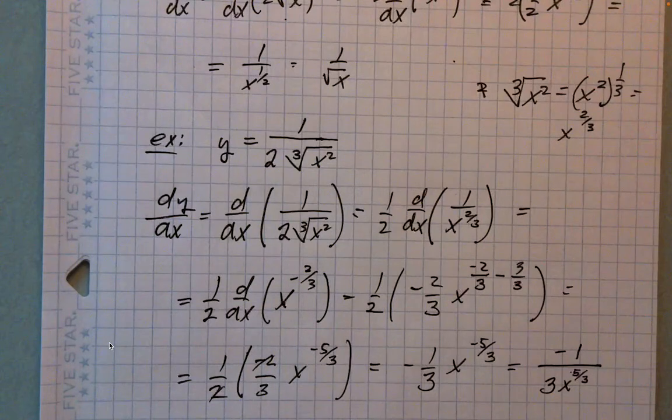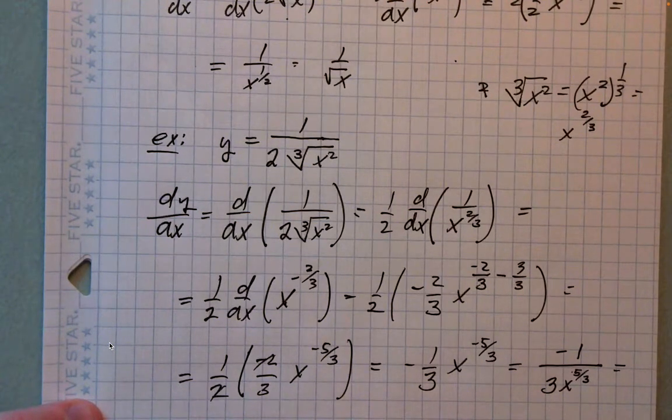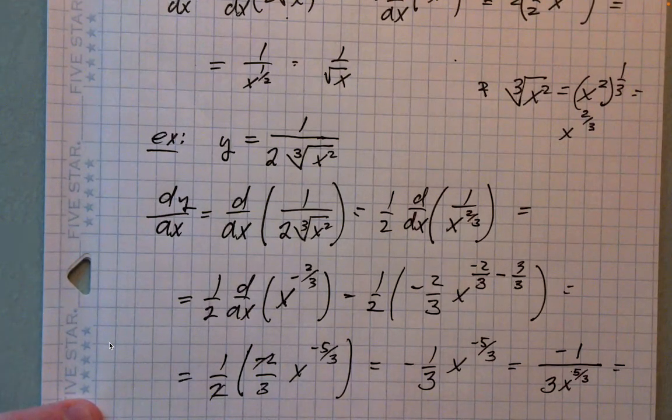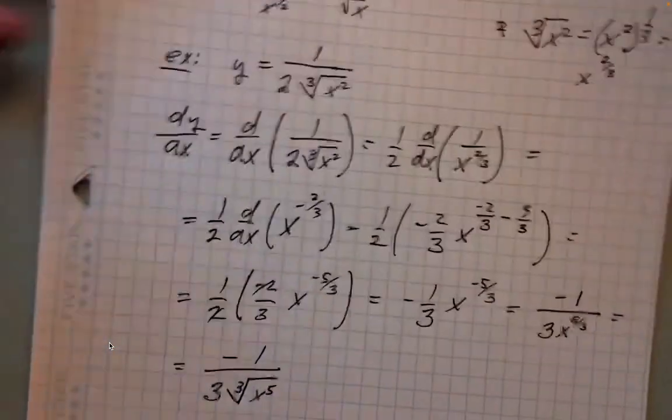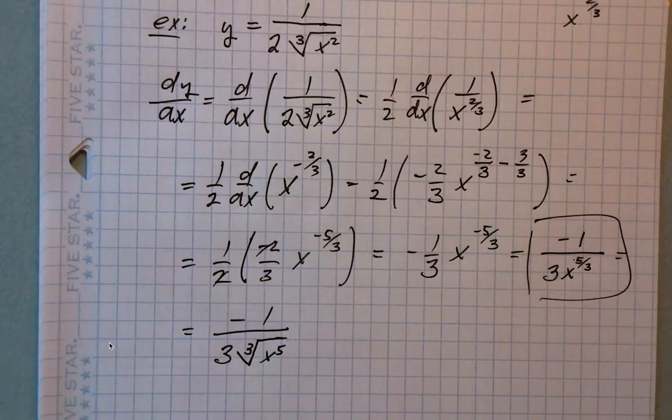All right. Very good. And of course, you could convert that further. I don't know if you'd want to necessarily, but you could write negative 1 over 3 times the cubed root of x to the 5th, if you wanted to convert that. Sorry. You could do that. I think this would probably be a good place to pause on that.